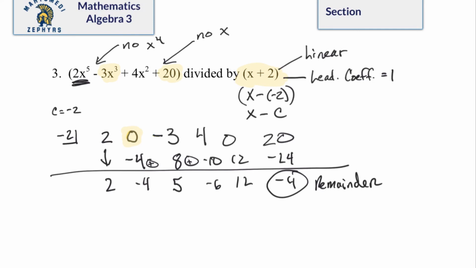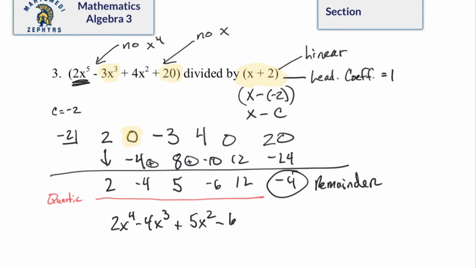We have a remainder. So we have to make sure we understand how to write our answer with a remainder. Again, we started with a fifth power. When we do synthetic division, we are dividing by a term x plus 2, which turns it into a quartic. So my first term is 2x to the fourth, minus 4x cubed plus 5x squared minus 6x plus 12.